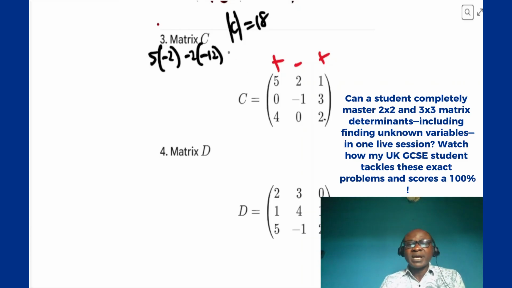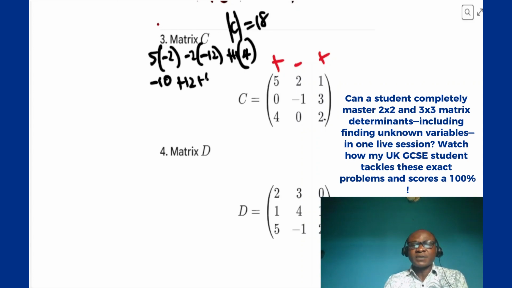Yes. Next one is plus 1. And I have again 0 times 0 is 0. This time this is minus 4. Minus will give us positive 4. So here is 1. Therefore, this is going to give me minus 10, then plus 12, then plus 4. So these two will be 16. Plus 24.